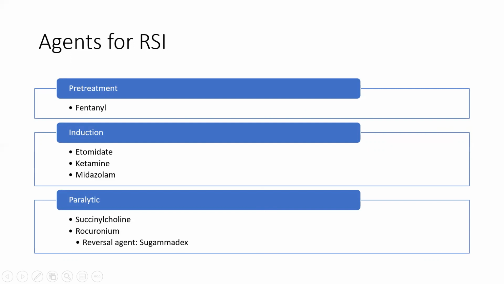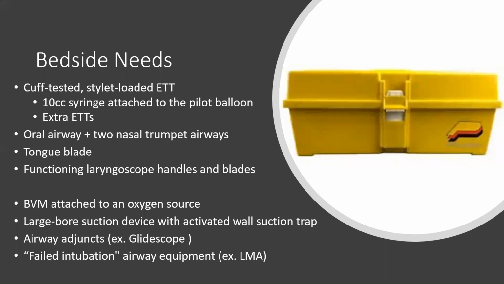And then your paralytic will generally be a choice between succinylcholine or rocuronium, with the reversal agent for rocuronium, sugammadex, being available. We're specifically going to focus on rocuronium as our medication of choice, and we'll talk about that a little bit more later. So if I'm intubating a patient, what do I need at the bedside?